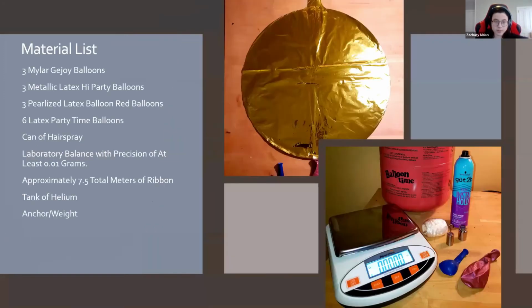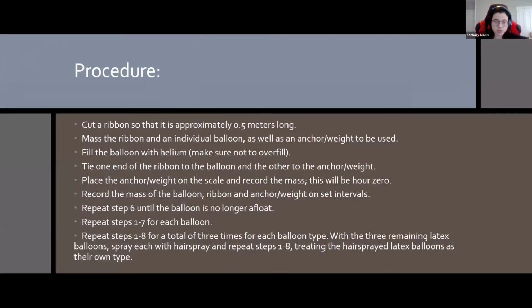So here's my material list. I used 4 different types of balloons, and one of them was split into 2 categories, hairsprayed and non-hairsprayed. In short, my procedural plan involved filling each balloon with helium and recording its weight over time using a precise balance.